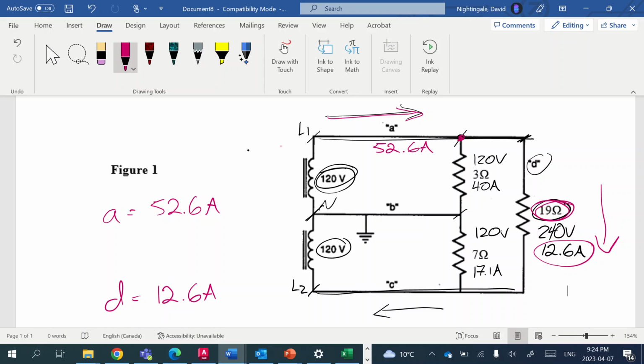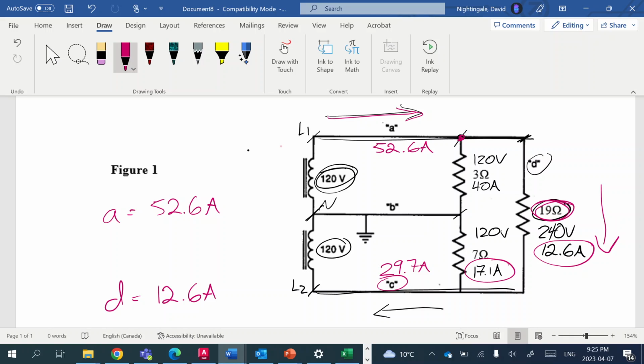All right. Now we also have current going through line C here, and there must be enough current leaving line C to handle that 17.1 amps as well as that 12.6. So we get 17.1 plus 12.6, which gives us 29.7 amps.